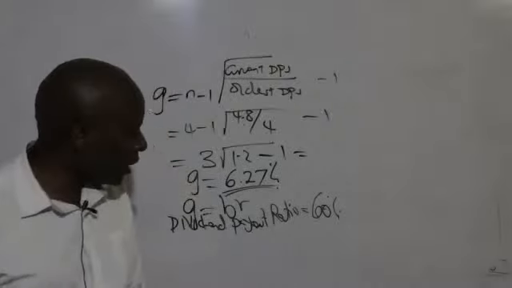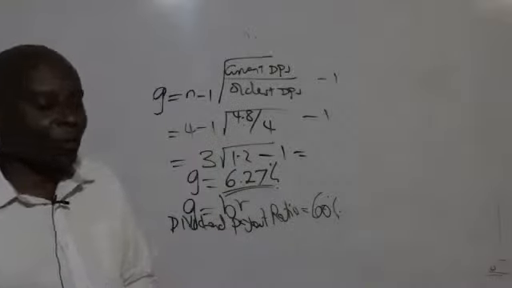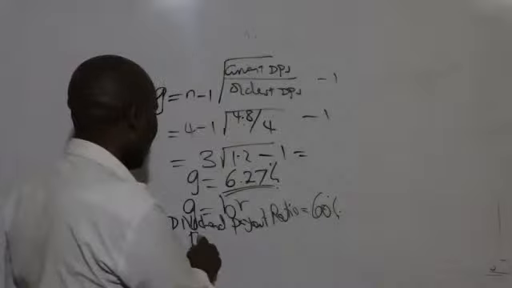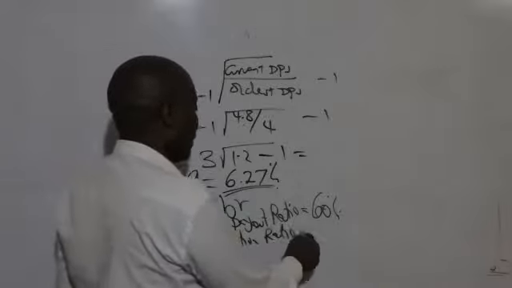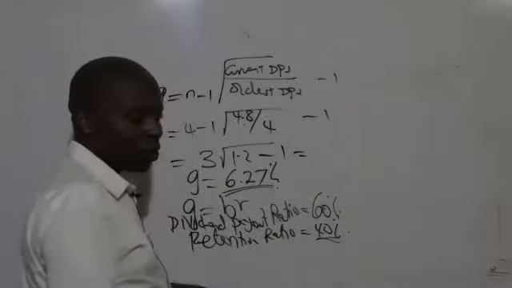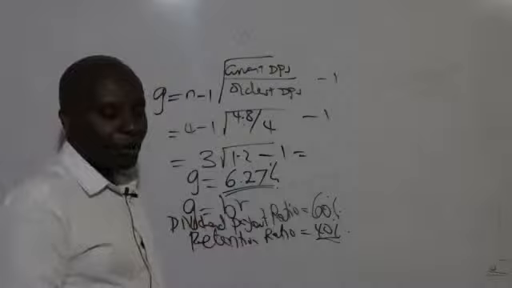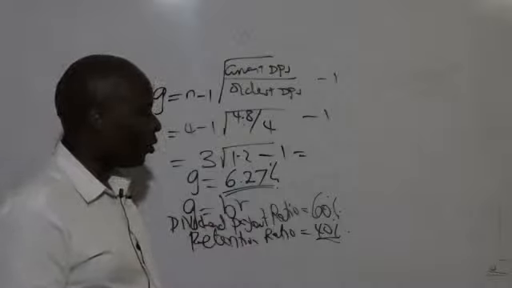They've given us the dividend payout ratio, which is 60%. So if we are paying 60%, we are retaining 40%. So then the retention ratio is 40%, which is the same as 0.4. Now, ladies and gentlemen, the moment I have this, I'll be able to go back to my formula.